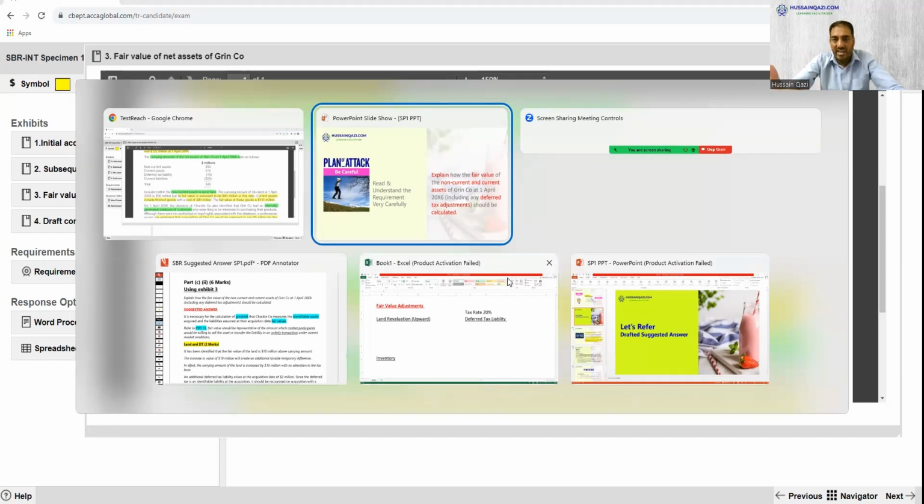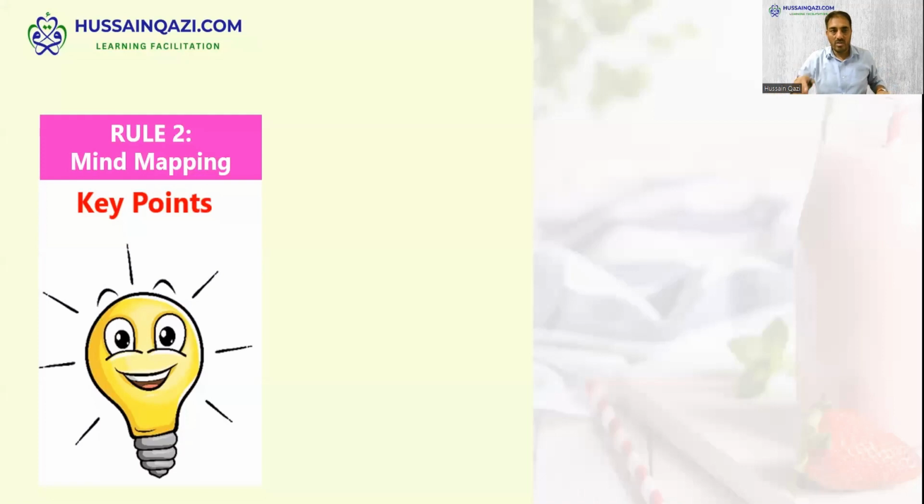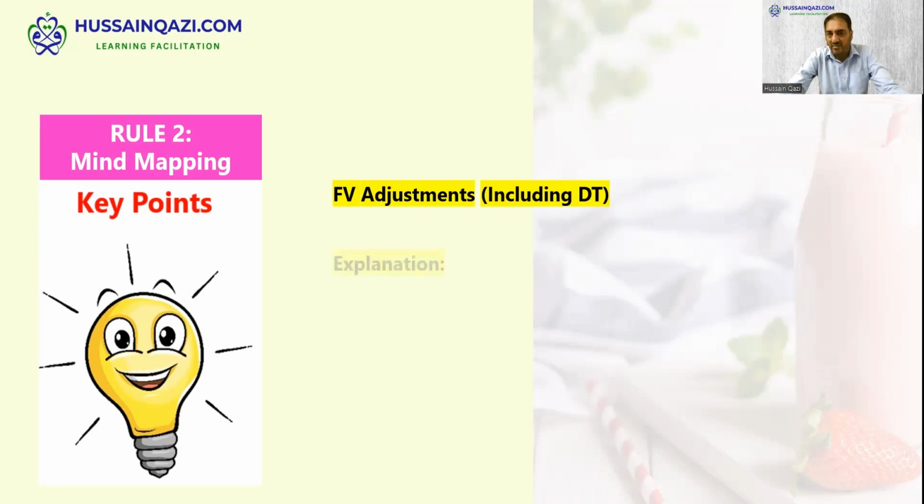Now the second phase of planning. Apply rule number 2, mind mapping. This part of the question is simple with respect to mind mapping, because in this question the requirement is very straightforward: fair value adjustment including deferred tax, and an explanation is required.